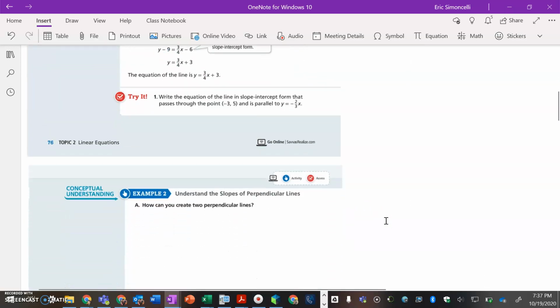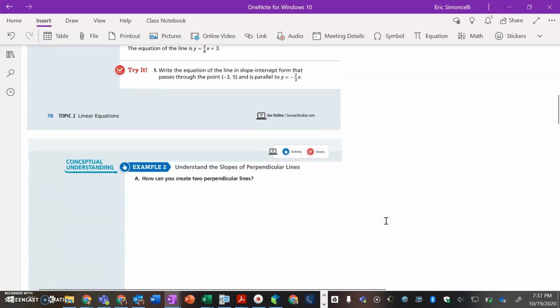Example 2: How can you create two perpendicular lines? Two perpendicular lines are two lines that form right angles at their intersection. First it says perpendicular lines are lines that intersect to form right angles, as I just described.